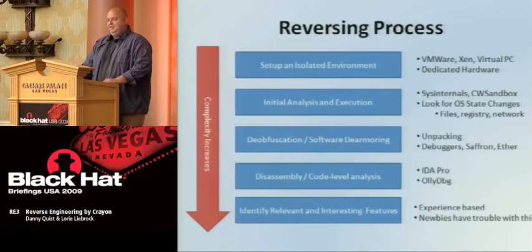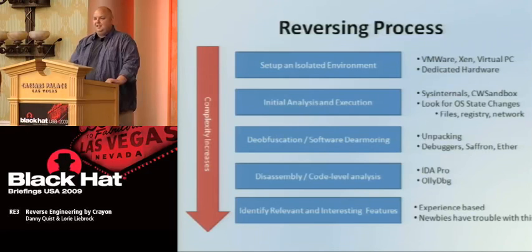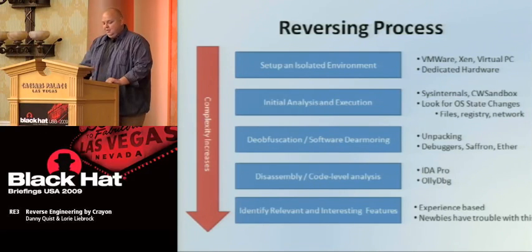The next portion is the initial execution and analysis. I run the malware, see what it does using tools like Sysinternals or CWSandbox, looking for any sort of operating system state change like files, registry, that sort of stuff. The next thing is deobfuscation or software de-armoring. This is taking any sort of packer and removing it so that you can actually run it in tools like IDA Pro. And then next is the disassembly portion. This is IDA Pro and OllyDbg. And then the last one, which is identifying relevant and interesting features.